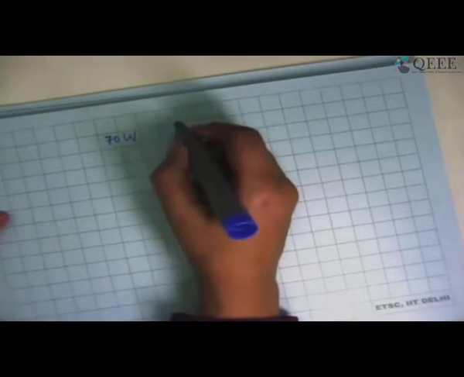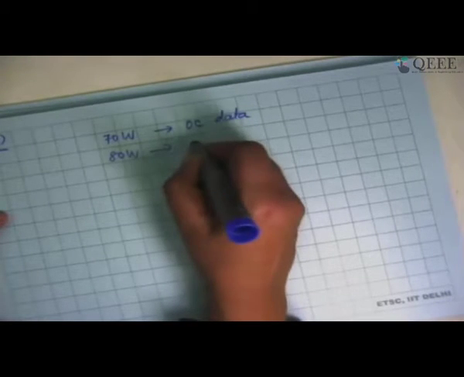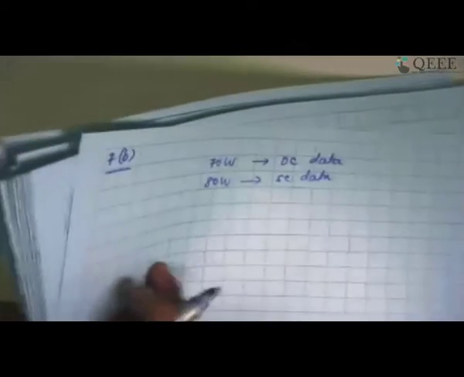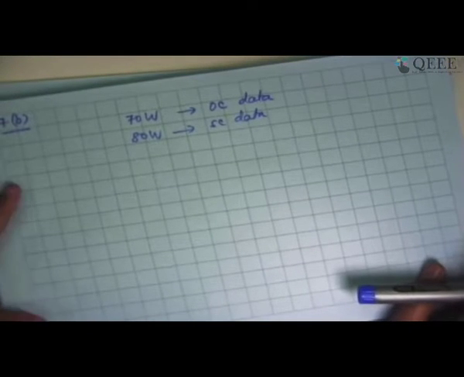Yeah, well. So let us try to now go for the maximum efficiency condition in the previous problem itself. I think we said 70 watts was... let me call the same problem 7B. 70 watts was open circuit data. I think 80 watts was short circuit data. That's what I remember. Let me just check once again. I think so. Yeah, 70 watts was open circuit data and 80 watts was the short circuit data.